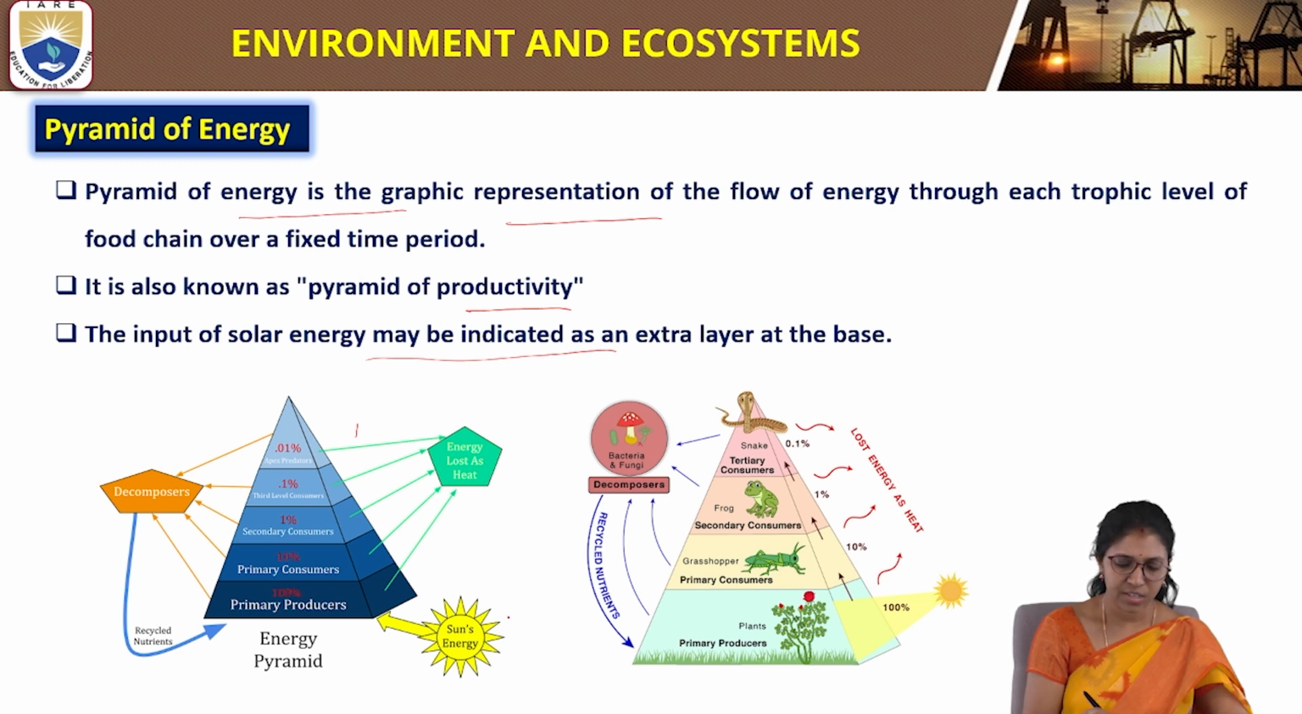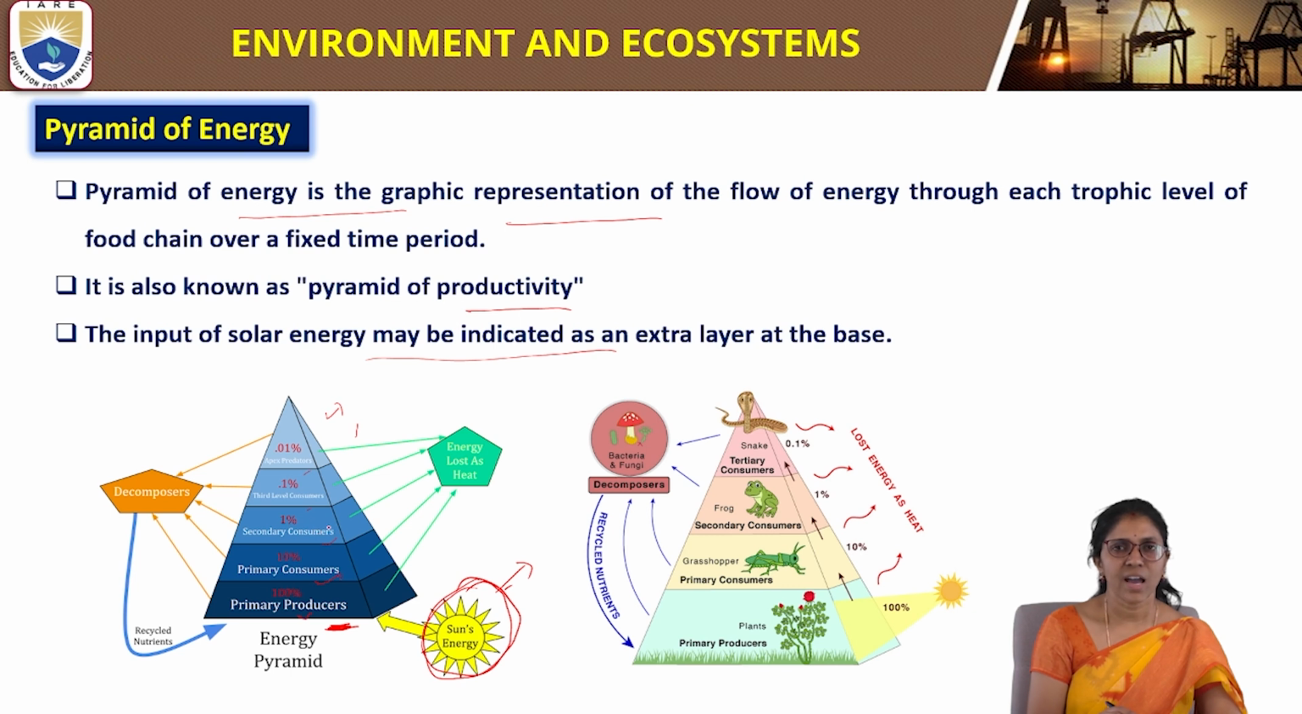So if we see this energy, the input of solar energy may be indicated as an extra layer at the base. Here the producers are at the base, like a pyramid of biomass: at the bottom primary producers, at the top consumers or carnivores. These primary producers consume the energy from sunlight and produce carbohydrates, which are consumed by primary consumers and secondary consumers, then the third level of consumers and apex predators.